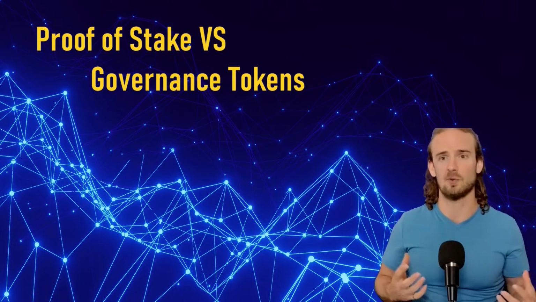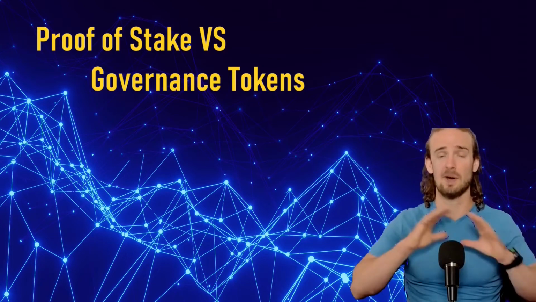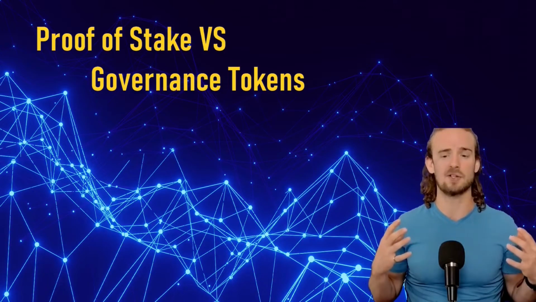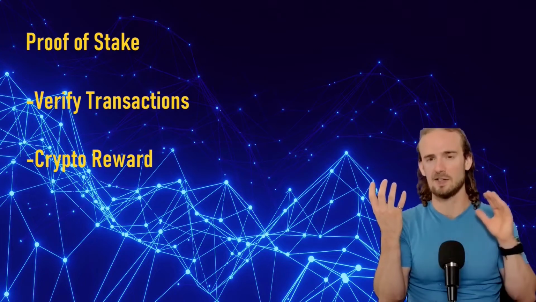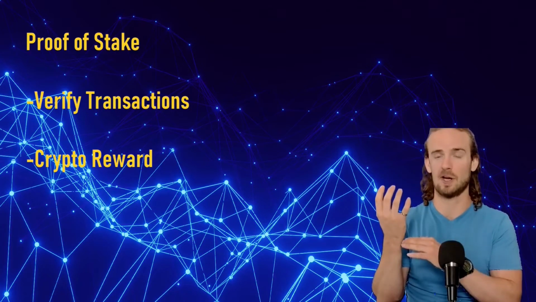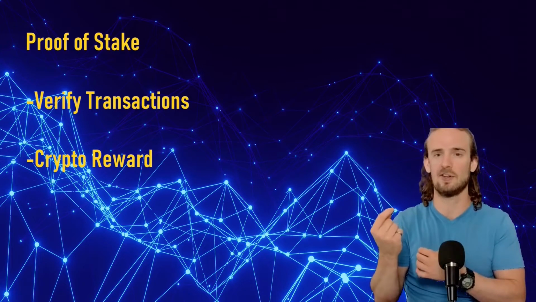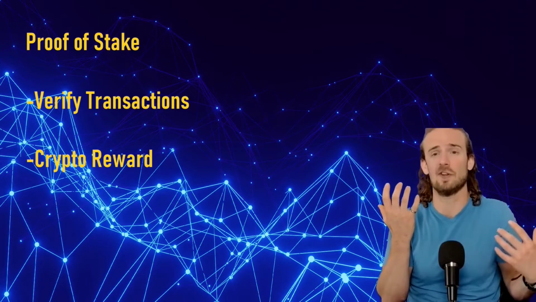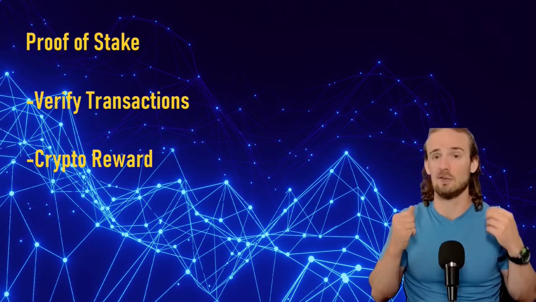What are the differences between proof-of-stake and governance tokens? I'm going to give you a big picture analysis, and then we'll jump in a little bit deeper. So big picture, with proof of stake, we are validating transactions. We are saying, does this transaction comply with the rules of the cryptocurrency blockchain? If so, we are going to accept that transaction, we will process it, and we will allow it to go through. With proof of stake, we are providing a service to the cryptocurrency network. And for doing that, we earn a little bit of a reward.